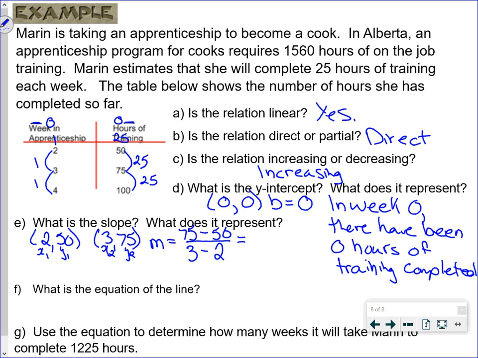When I calculate this, 75 minus 50 is 25. 3 minus 2 is 1. So we get 25. And if we include the units, this will be hours of training compared to the number of weeks in the apprenticeship program. So what does this represent? This tells us that for every week of the apprenticeship, Marin will have 25 hours of training.